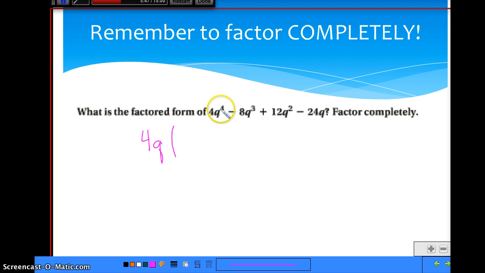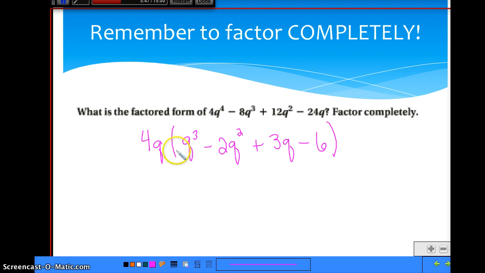4Q times what gives me the first term? That would be Q to the 3rd. 4Q times what gives me the second term? That would be 2Q squared plus 4Q times what gives me the third term? 3Q, and 4Q times what gives me the fourth term would be 6. So just make sure and do a quick mental check, distributive property, and make sure that each one of these distributed in is going to get back to the 4 terms up above in that polynomial.